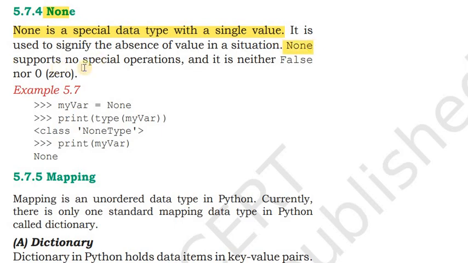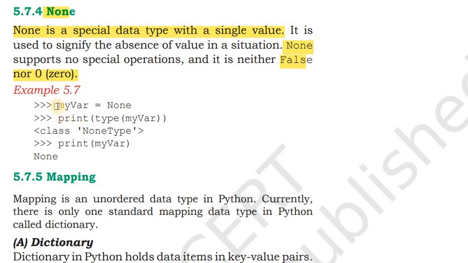None supports no special operations and is neither False nor zero. So keep it in your mind that with None you cannot perform any operation, and it doesn't mean False or zero. Okay, let's take one example, and through the example you need to understand.